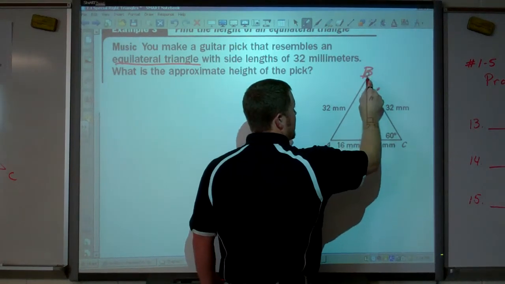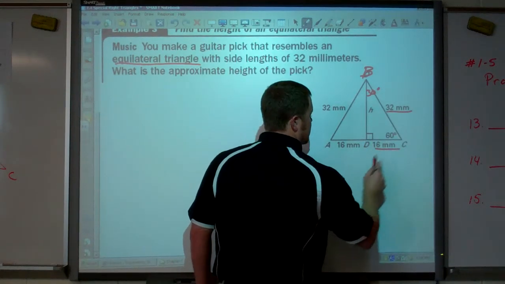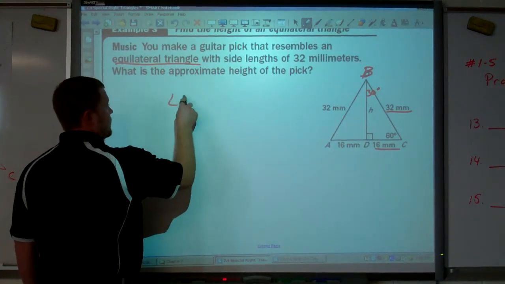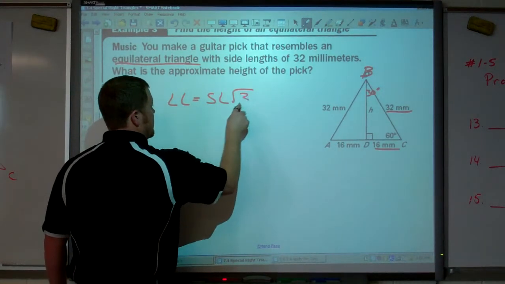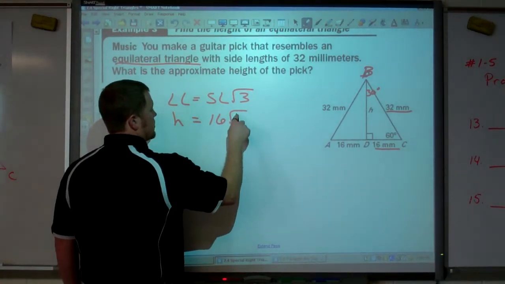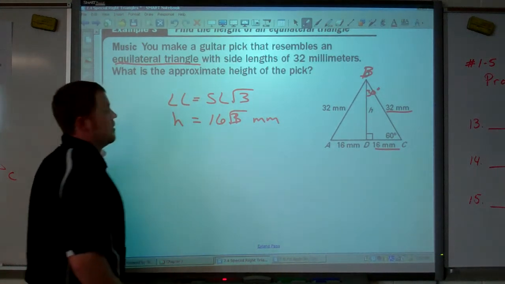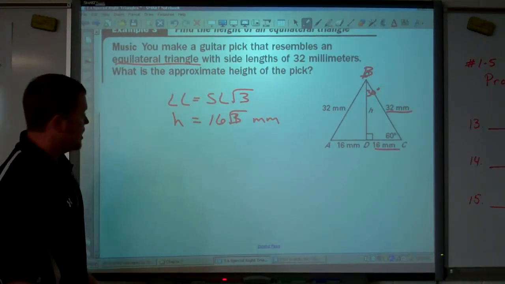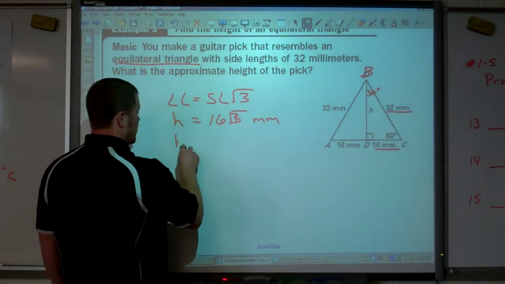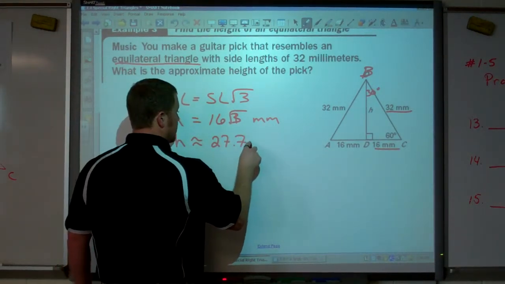This actually should be B. Triangle BDC is a 30, 60, 90 triangle. This is 32, that's 16. And H, the height, is the longer leg. The longer leg equals the shorter leg times the square root of 3. The longer leg is H. The shorter leg is 16, so H equals 16 times the square root of 3, and that's millimeters. Now, what is the approximate height? That means plug it into your calculator. So we have 16 times the square root of 3, which means the height is about 27.7 millimeters.